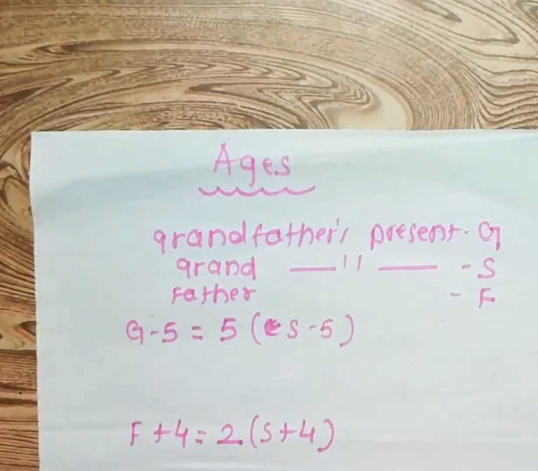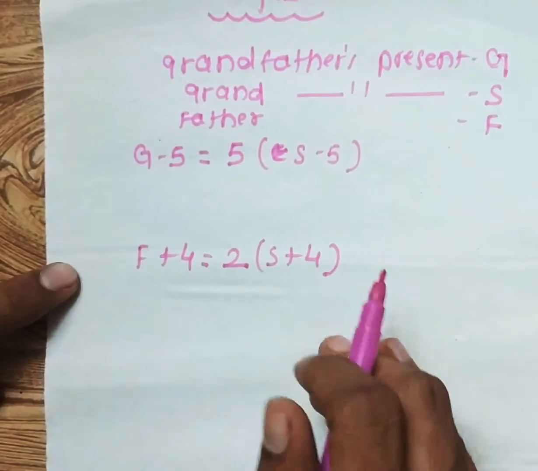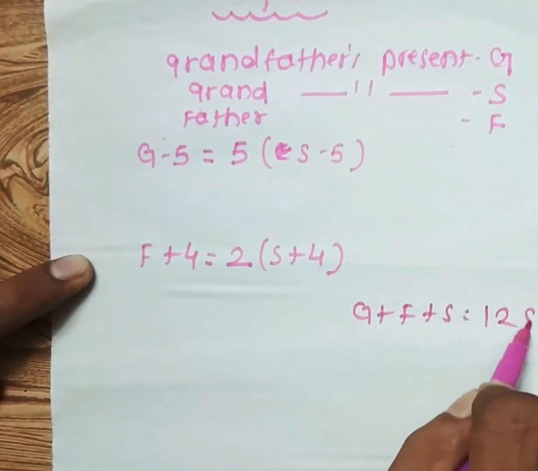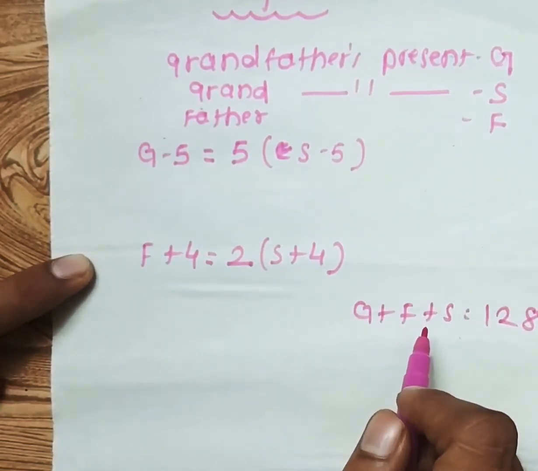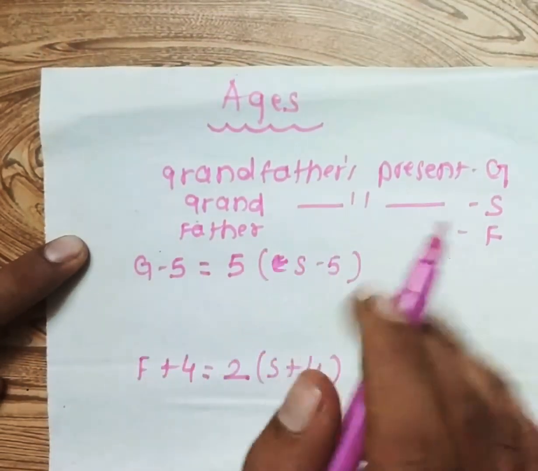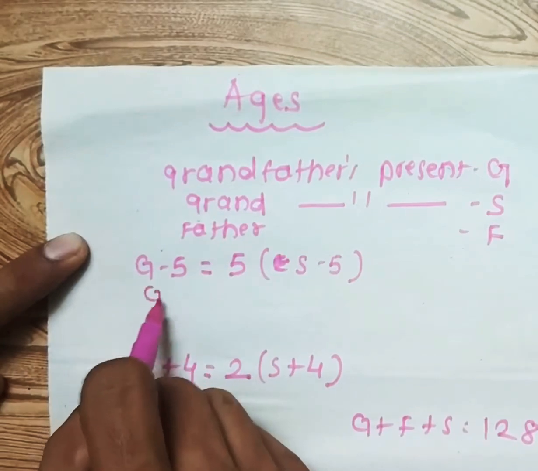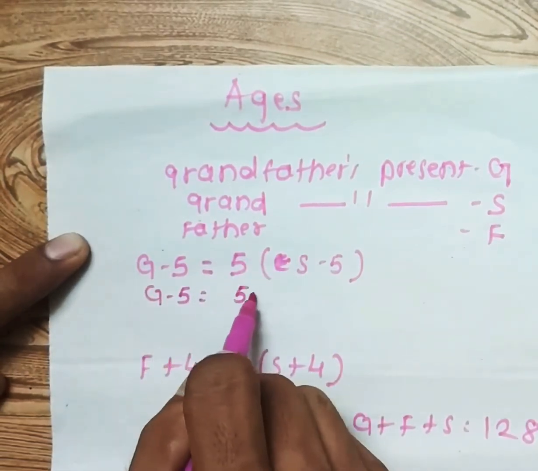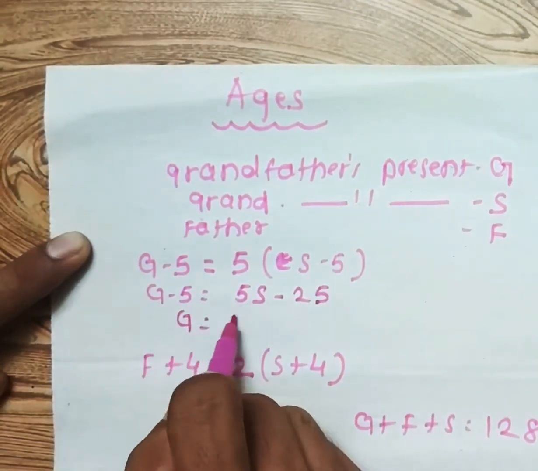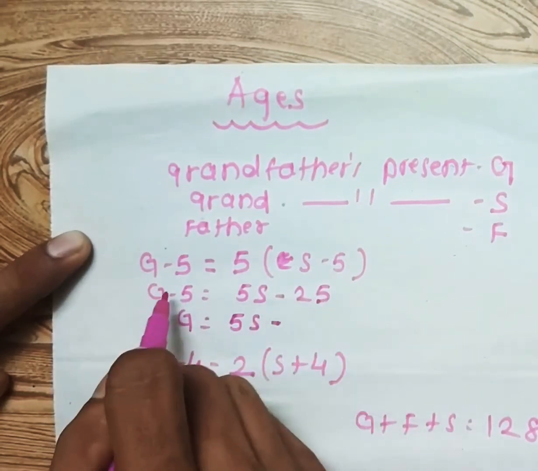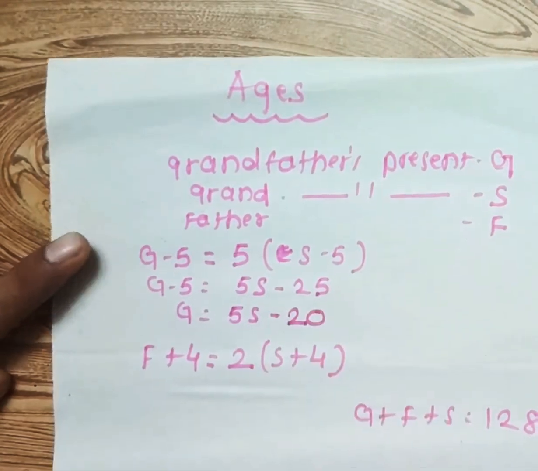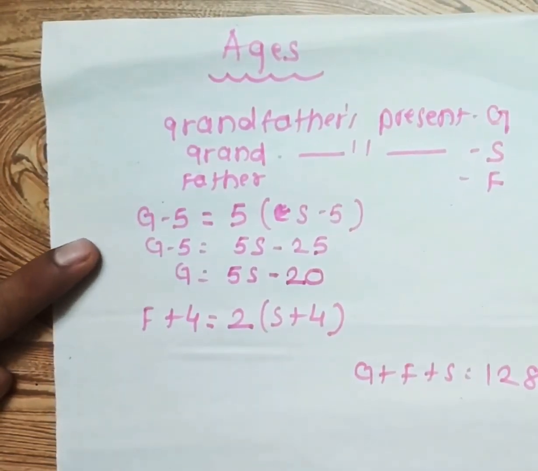Find the present ages if the summation of their present ages is 128 years. So I can write G plus F plus S is equal to 128. These are the present ages of the grandfather, father and son. We got these two equations. G minus 5 is equal to 5 of S minus 5, so G minus 5 is equal to 5 into S minus 25. Minus 5 goes to the other side as plus 5, so I got minus 20. G is equal to 5S minus 20. This is one equation.